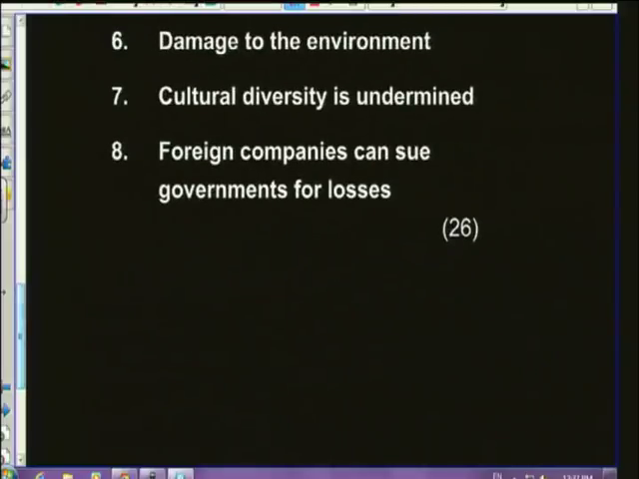Point 6, damage to the environment. Because of globalization and the increase in international trade, multinational companies have branches in so many different countries and they don't always take care of the environment. And because they are developed countries and they have all the power and they sometimes create a few job opportunities in a country, they feel that they can do as they please. And this might lead to damage to the environment.